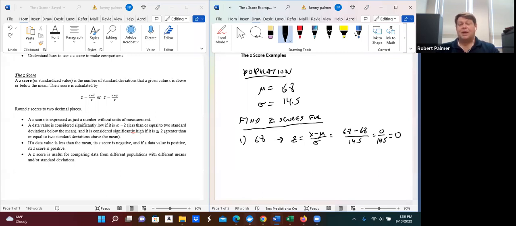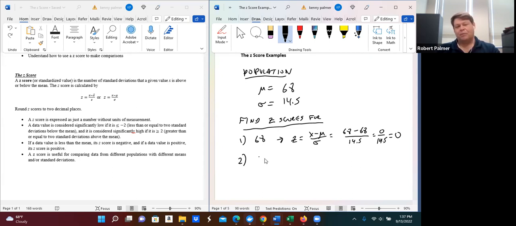Okay, hopefully that makes sense, because in this case, our x value is the same as our mean, 68. And so the z-score tells us how far you are above or below the mean. So if you're exactly the same value as the mean, your z-score would be 0. Now, let's take a look at some more interesting values.